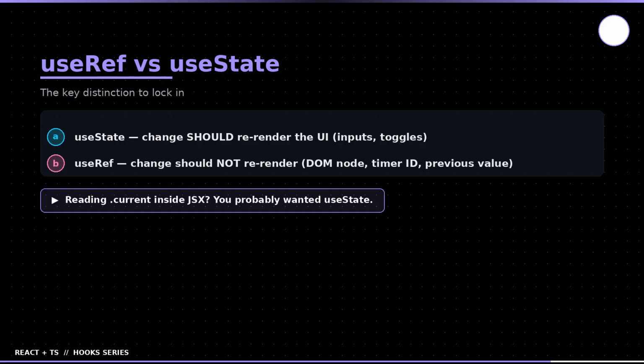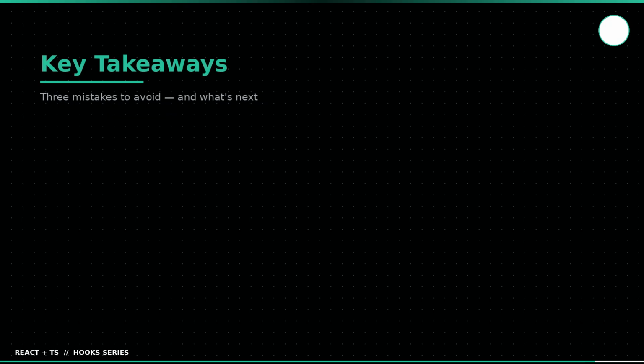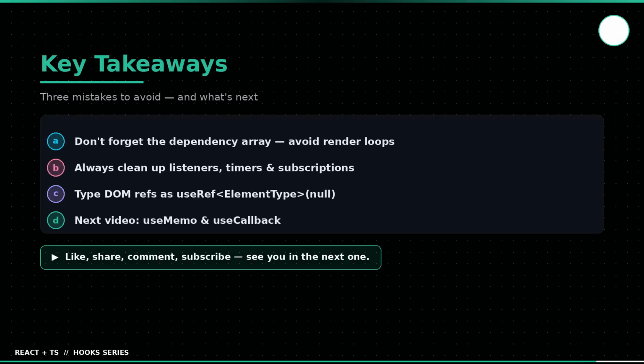8. useRef versus useState. The key distinction. Quick gut check to lock this in. Use useState when a change should cause the UI to re-render, like text typed into a controlled input or a toggle. Use useRef when you need to persist a value across renders, but changing it should not re-render the component, like a DOM node reference, a timer ID, or a previous value for comparison. If you find yourself calling .current inside your JSX to display a value, that's usually a sign you actually wanted useState, not useRef, because updating .current won't re-render the UI to reflect the new value.